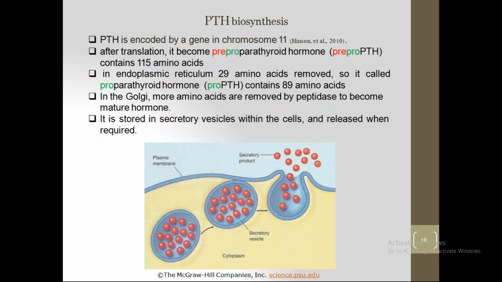It is stored in the secretory vesicles within the cell and it is released as and when required. So basically, first is pre-pro hormone, then pro hormone, and then the mature parathyroid hormone. Okay, mature parathyroid hormone, after it is secreted, is stored in the vesicles and released as and when it's required.